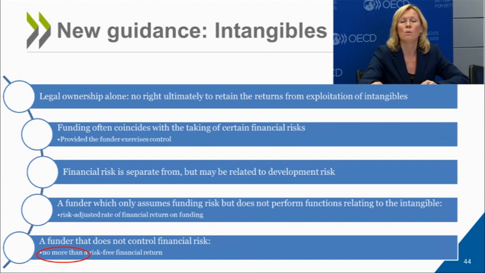So why is there no more? Can it be lower than a risk-free financial return? Yes, it can. If it's an artificial structure, non-recognition will kick in, and that may mean that you won't get anything at all.